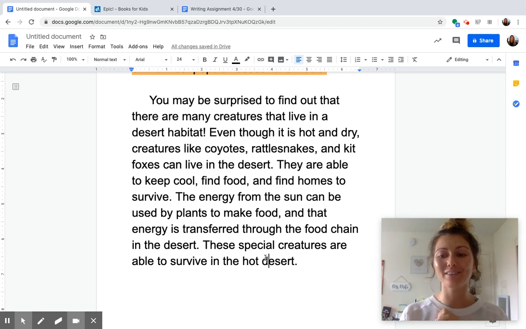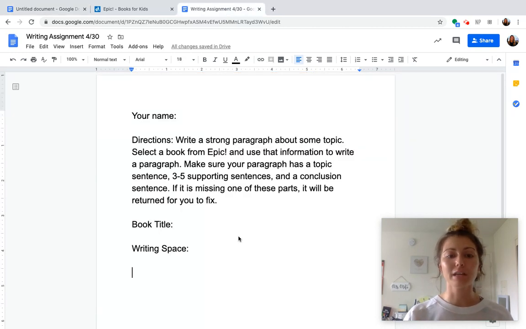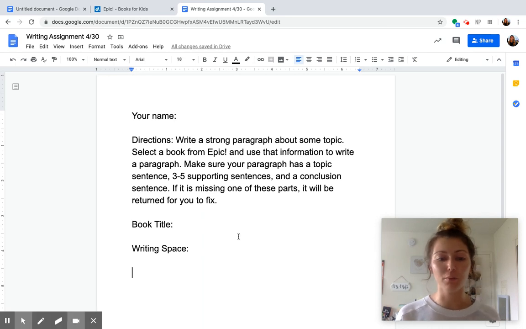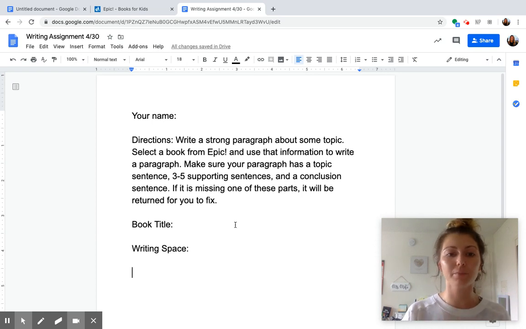And there we have a strong 2nd grade level paragraph. You can use this example to help you with your work today. We'll take a look at our independent work for today, what you'll be doing in your Google Doc. Remember, it makes a copy for you, so you're working directly in this Google Doc. You're putting your name at the top. The directions say to write a strong paragraph about some topic.